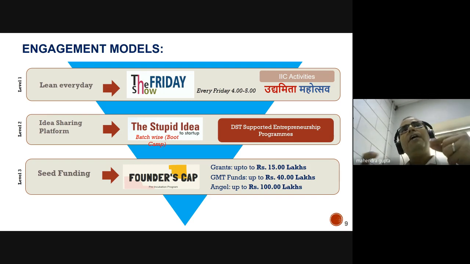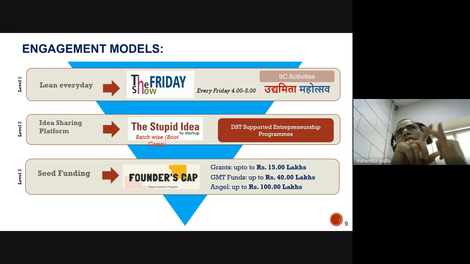And level three is where we organize a cohort-based program, which is a paid program along with funding. We provide angel investment up to 1 crore. We provide go-to-market funding up to 40 lakh rupees. We provide grant and support up to 15 lakh rupees from the Government of India's schemes. The Government of India provides funding assistance from 1 rupee to 20 lakh rupees under seed money and prototyping development programs. Let's say DST runs a program called Prayas, which we run. We provide 7 lakh rupees for prototyping and 4 lakh rupees for innovation from idea to proof of concept.